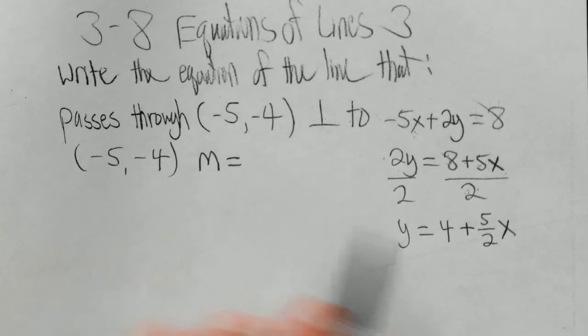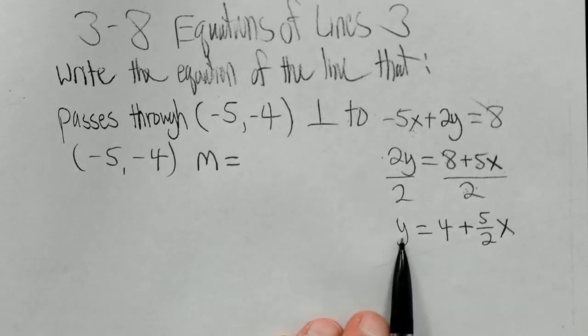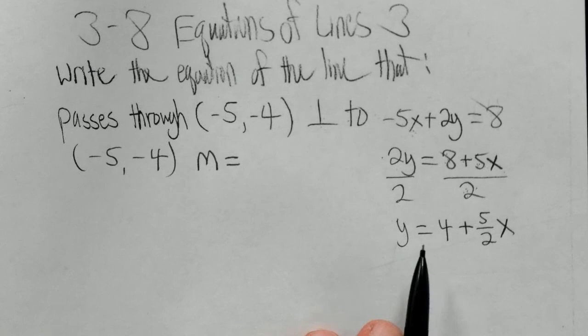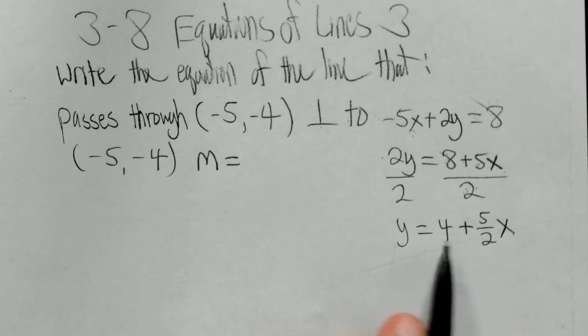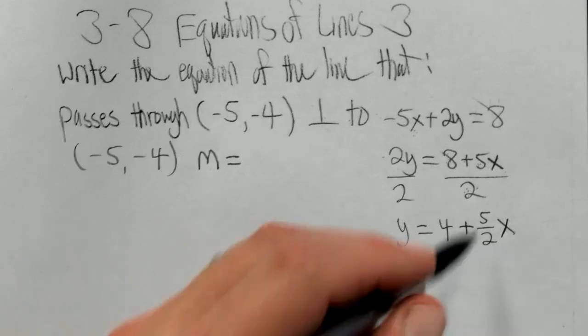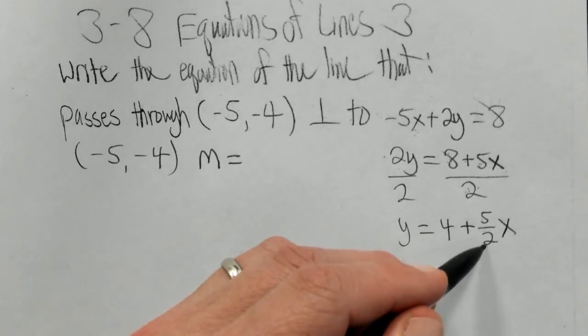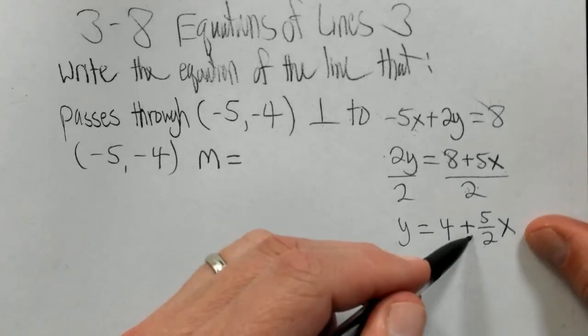We're trying to find the slope of this thing. So now that I have it in y equals form, remember y equals mx plus b? The m is the slope and it's always in front of the x. So what's the number in front of the x? Okay, 5/2. So the slope of this line is 5/2.